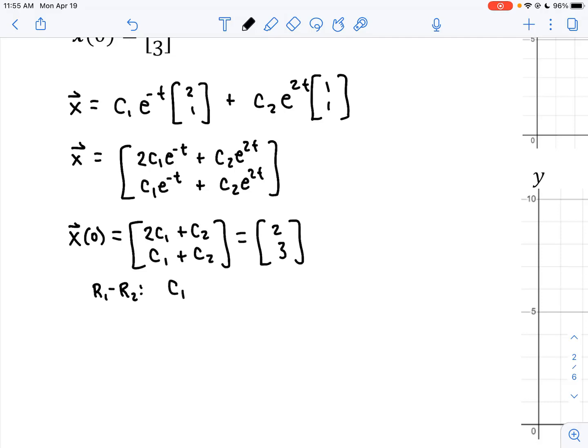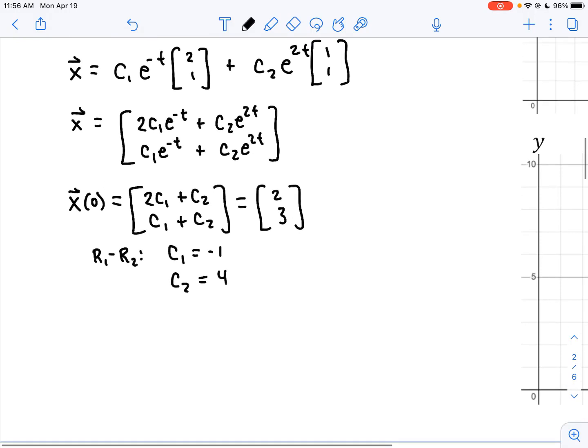We'd just get 1 C1. The C2s would cancel, and over here on the right we would do 2 minus 3, and that would give us negative 1. Now that I know that C1 is negative 1, I can easily look at row 2 and figure out what C2 has to be. If C1 is negative 1, then C2 has to be 4 in order to get that 3.